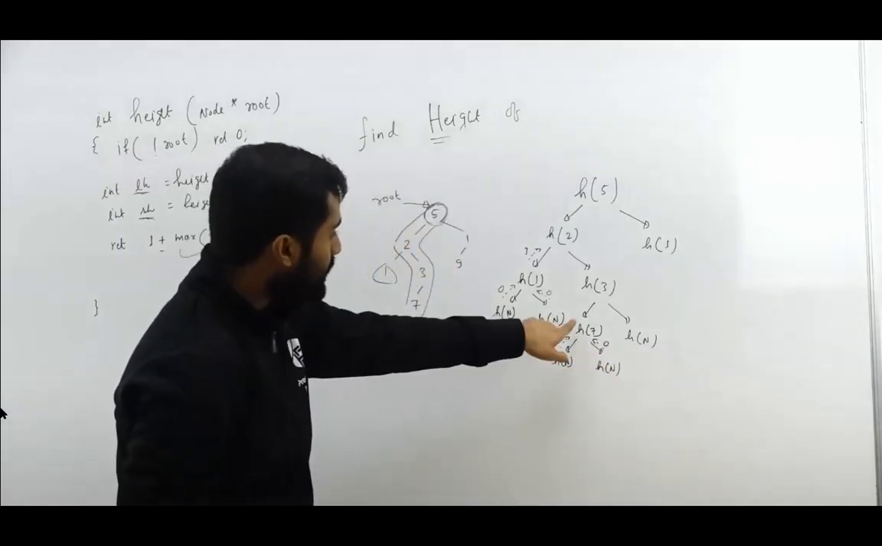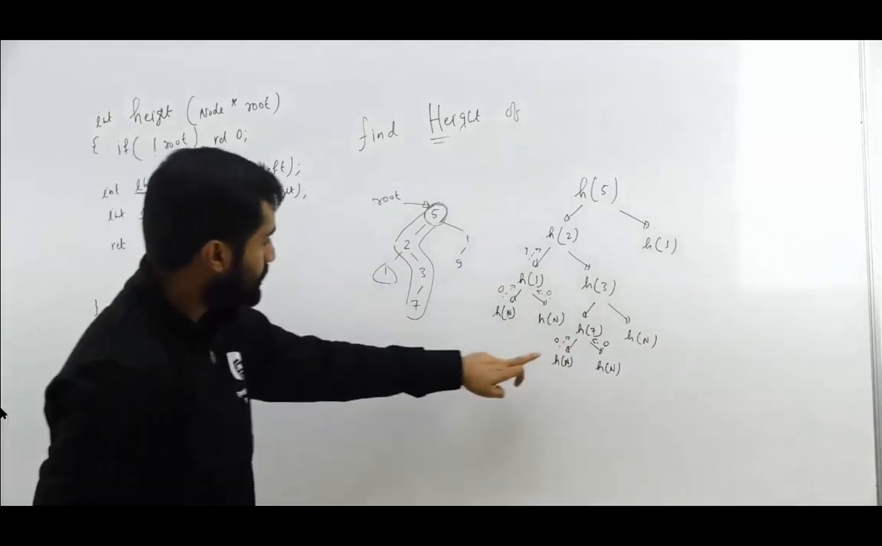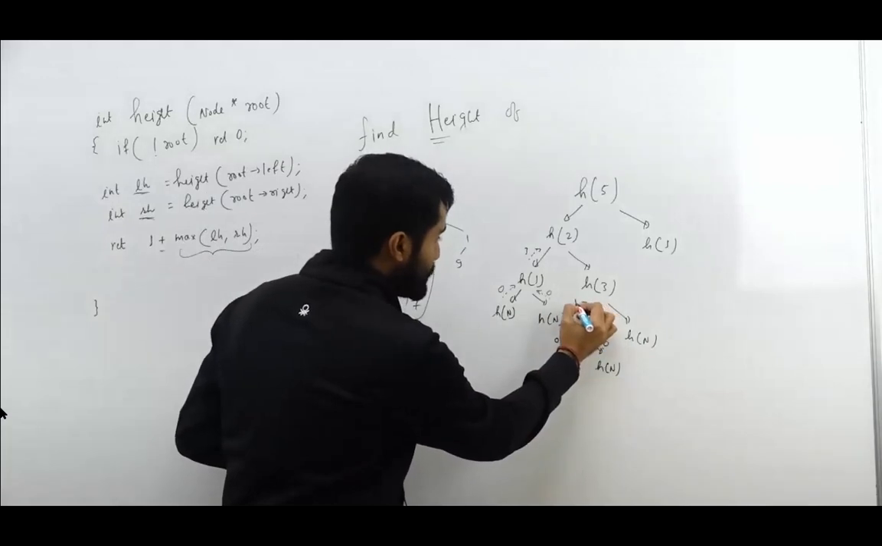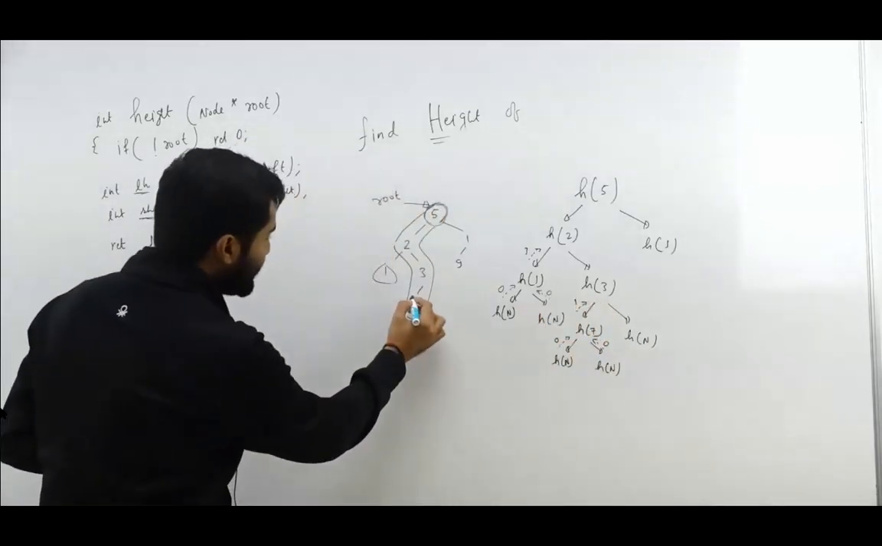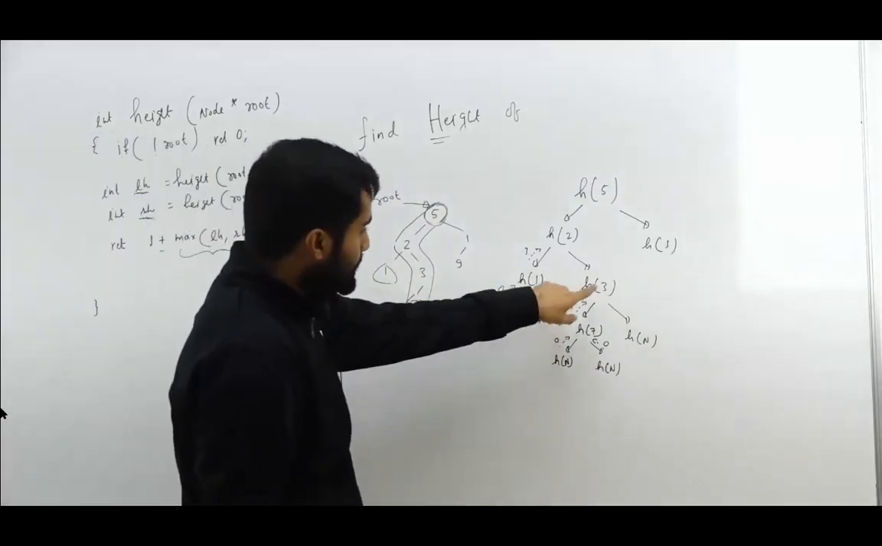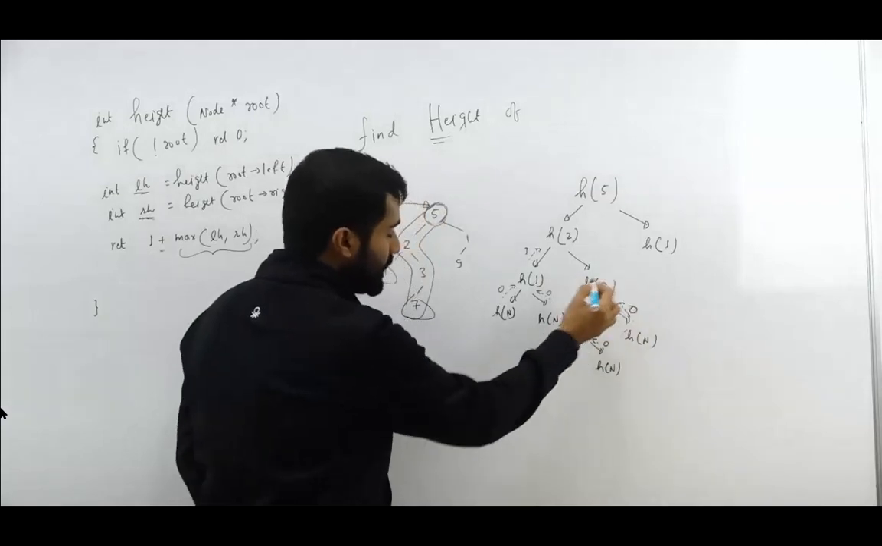And now what will happen here? Here, you will return 1 plus max of 0, 0, your left height and right height. So you will return 1. And it makes sense to return 1 because when you look at the tree rooted at 7, its height is 1 unit, correct? Similarly, this is again null. You will return 0 from here.